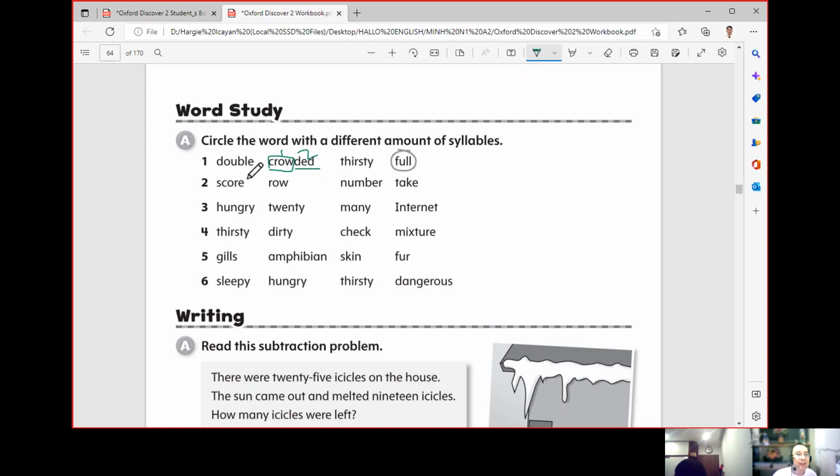The number one, the other one is double. So we have again 2 syllables. The other one is thirsty. So that's 2 syllables. So the different one is full, because the word full is only 1 syllable. Got it, Min? Okay, what about number 2?